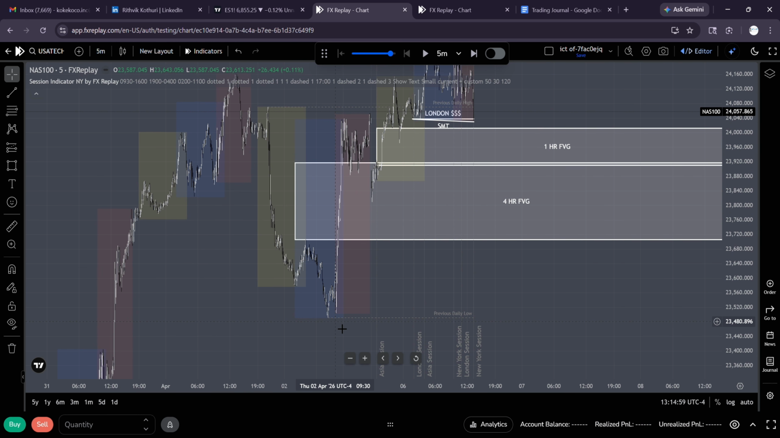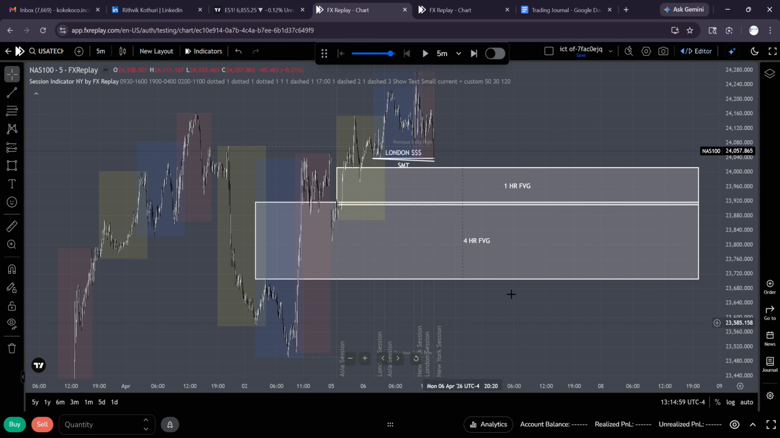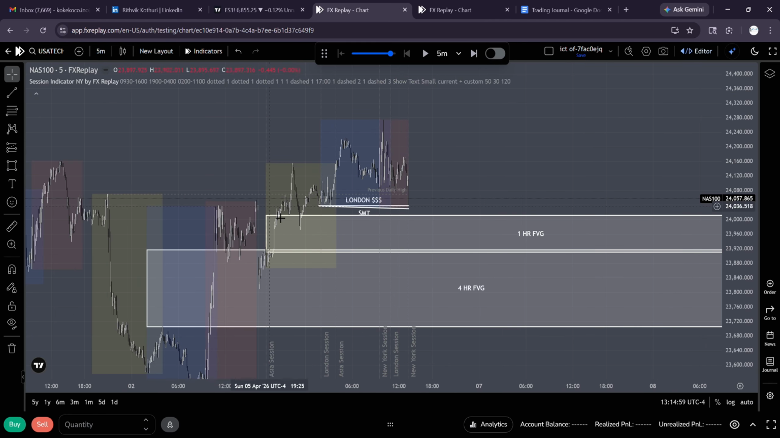On Thursday, we had a great expansion in New York session. We didn't sweep this major draw on liquidity, but we ended up doing that as well. And we're respecting the higher time frame gaps. So this 4-hour gap is being respected. We create an intermediate low here. In Asia session, we created a nice 1-hour fair value gap that does end up getting respected.